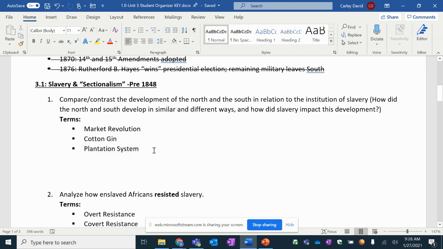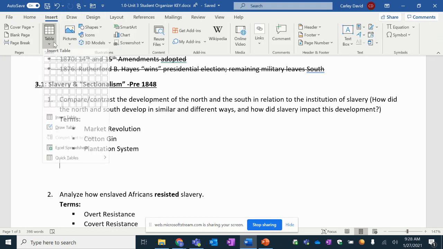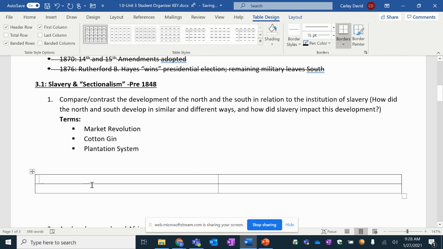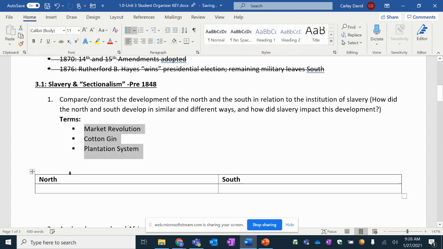So that's how these things fit together. A nice thing for you to do here, instead of saying "I read my notes" or "I read over the handouts," is to take those handouts and make yourself a nice little Venn diagram or chart. You could insert a table and talk about similarities and differences, or do north and south, and list some examples and make sure you can use the terms in there as well.